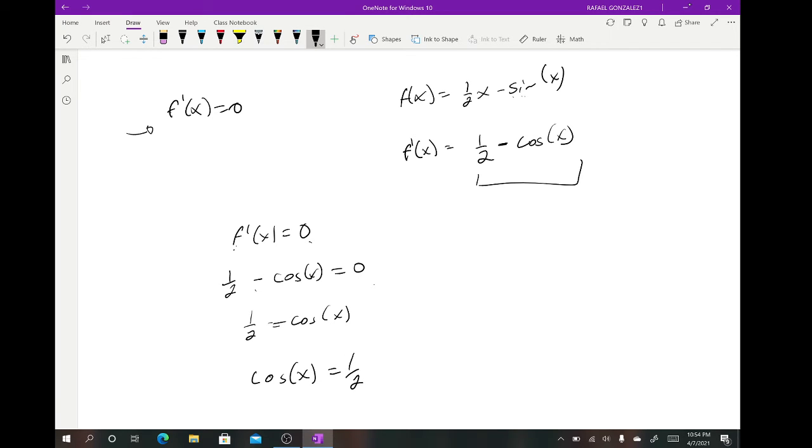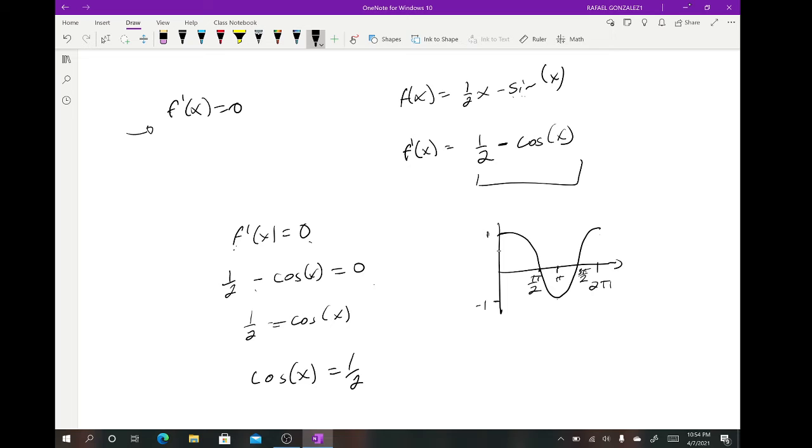Now, if you don't remember your trigonometry, now will be a good time to actually do some review. We know how the graph of cosine of x looks from 0 to 2 pi. We know it begins at 1, goes down to -1, and then it goes back up to 1 on this interval. This is not to scale, by the way. So at pi over 2, cosine is equal to 0. At pi, cosine is equal to -1, and at 2 pi, cosine is equal to 1, and at 3 pi over 2, cosine is equal to 0 again.